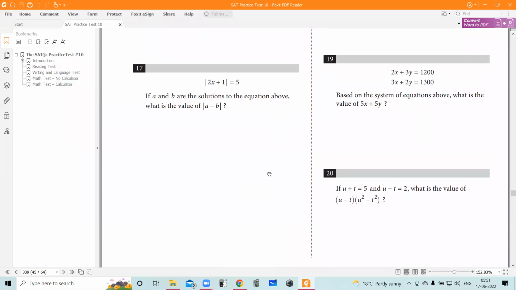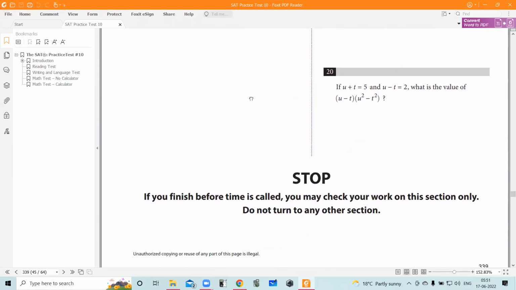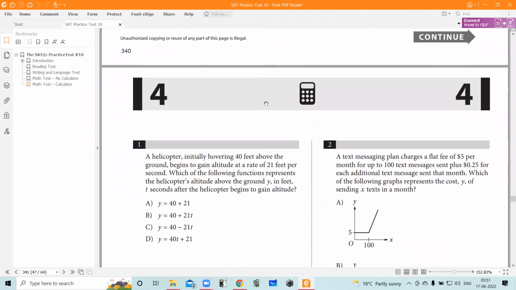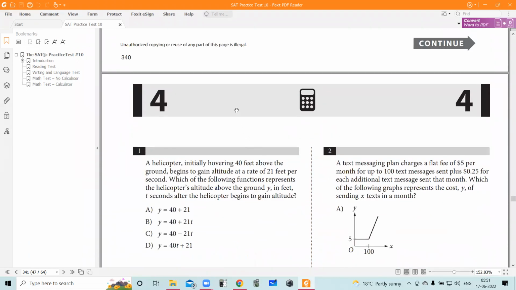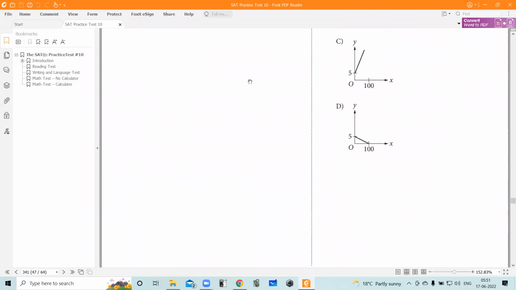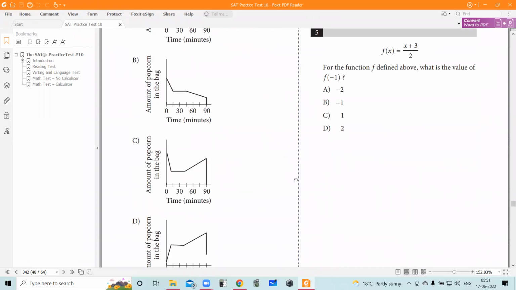Any confusion till now in any question? No. Okay, next one. On the calculator portion. Oh yeah, calculator portion. Question 8. 8, okay.